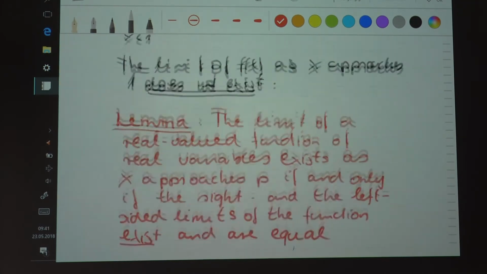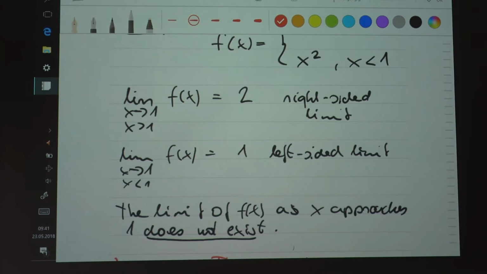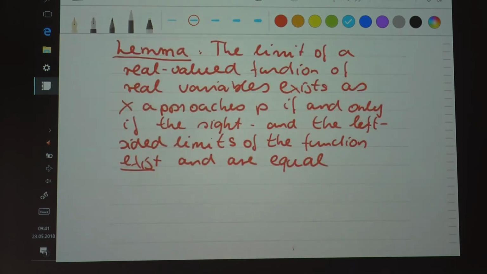So here in this case, the right-sided and the left-sided limits exist, but they are not equal. Since they are not equal, the limit of the function does not exist. You understand? Here this is less than infinity, and this is also less than infinity, so these limits exist. But they're not equal, so therefore the limit of the function does not exist at that point. You understand that?